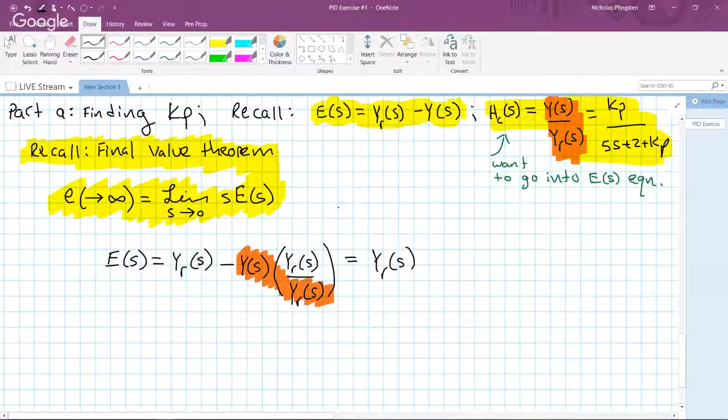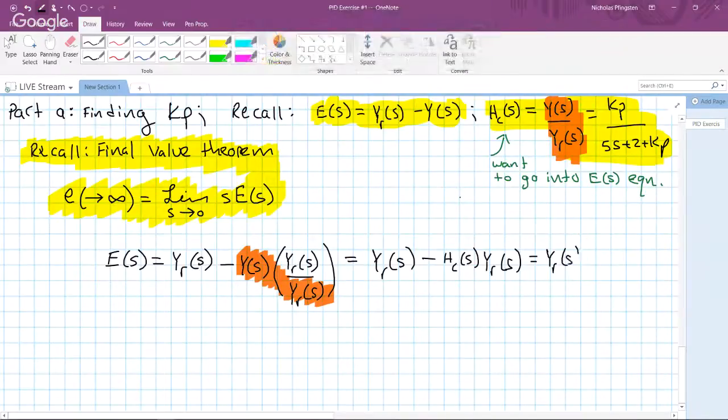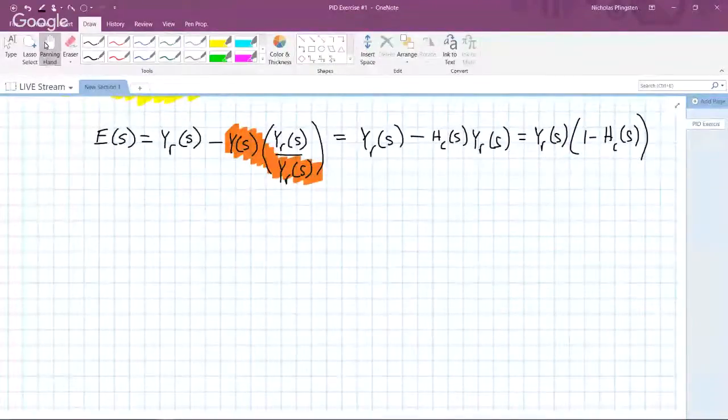So that's what I'm going to do now. And so doing that, I get now H sub C of S times Y sub R of S, which then will now give me 1 minus H sub C of S times capital Y R of S. Cool. That is now my transfer function. And plugging in what we already know about H sub C of S and Y sub R of S, we can make it look even nicer.